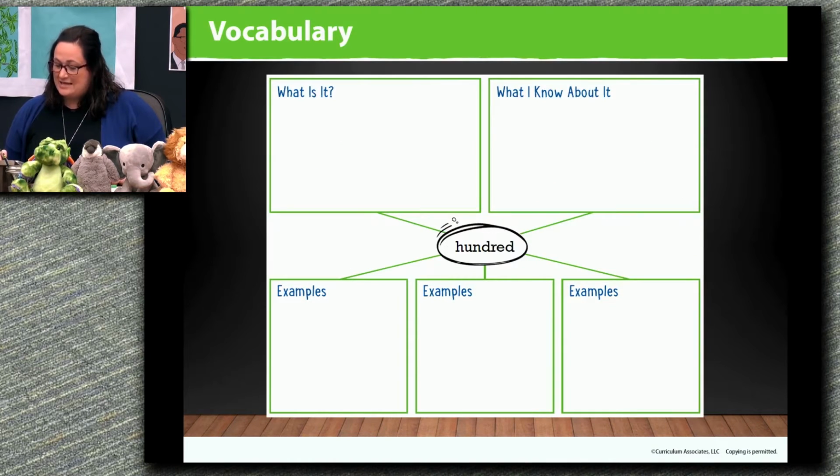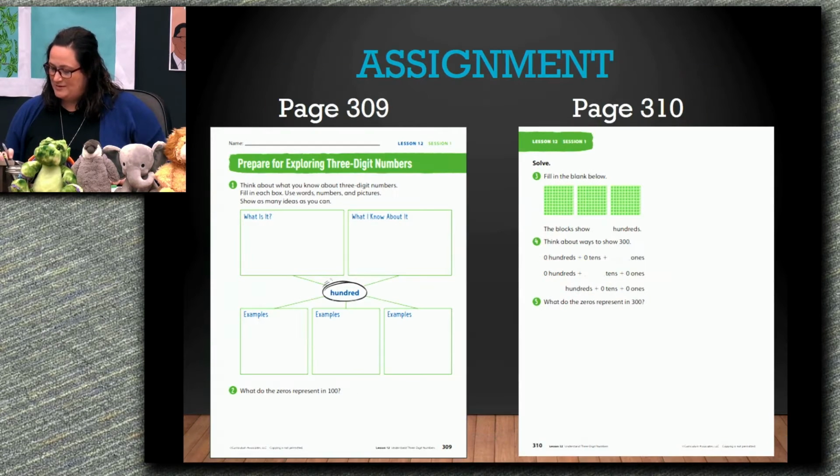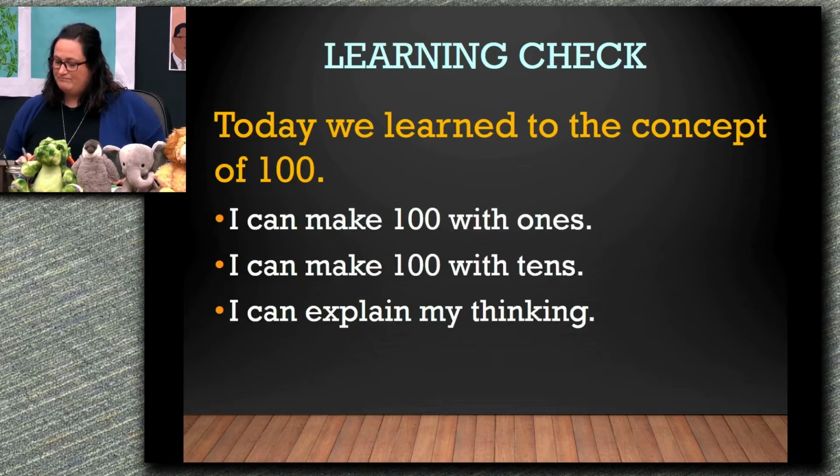Okay. Today, you're going to be doing a workbook page that says 100 on it. You're going to tell me what it is, what you know about it, and some examples. You're going to do page 309 and 310 in your workbook, working on this idea of hundreds and tens and ones. Today, we made 100 with ones, or looked at it. We made 100 with tens, and we were able to explain our thinking.